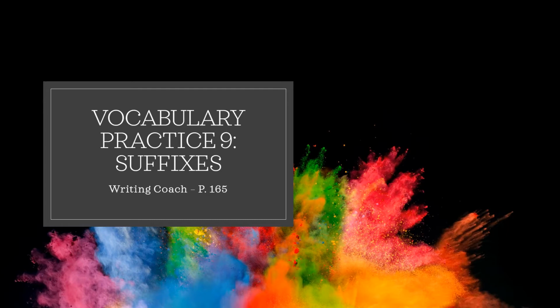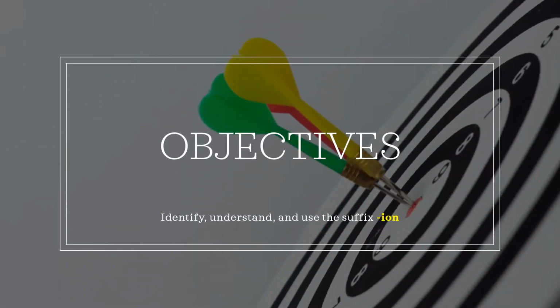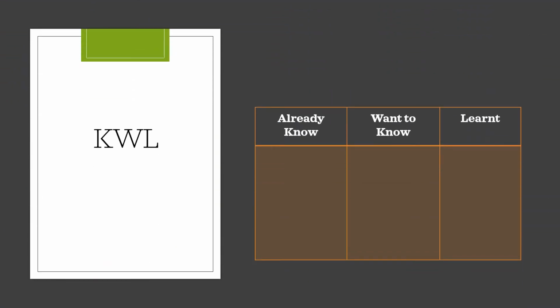Today's lesson is vocabulary. Kindly take out your Writing Coach and open page 165. By the end of this lesson, you should be able to identify, understand, and use the suffix ion. Use the KWL chart to write what you already know about this suffix, what you want to know or to learn about this suffix, and finally what you've learned at the end of the lesson.